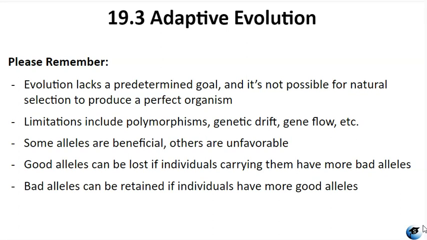Natural selection operates at the individual level, considering the net effect of alleles on an organism's fitness. Some alleles may be beneficial, others may be unfavorable, and their collective impact determines natural selection's influence. This means that good alleles can be lost if individuals carrying them also have overwhelmingly bad alleles. And bad alleles can be retained in a population if individuals with overall fitness benefits possess them.